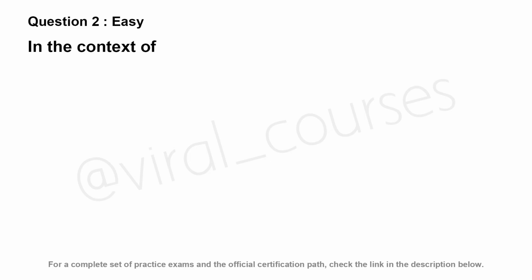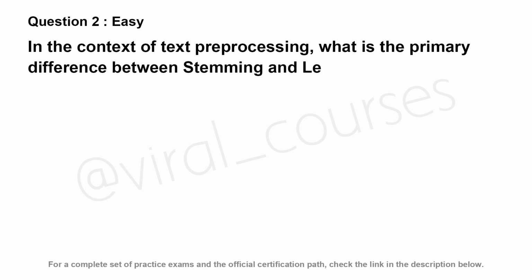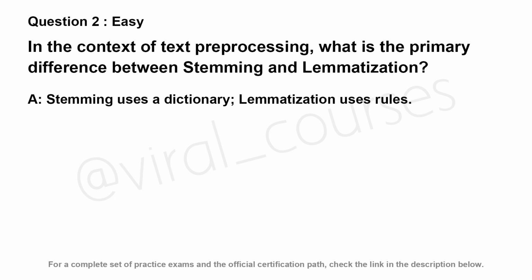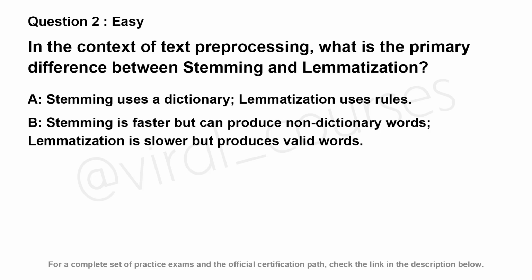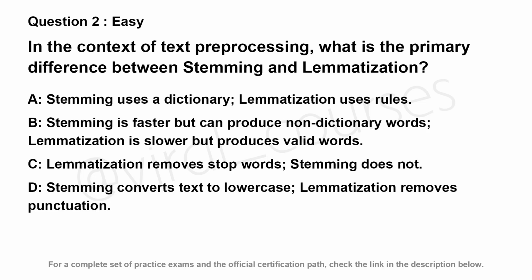In the context of text preprocessing, what is the primary difference between stemming and lemmatization? Option A, stemming uses a dictionary, lemmatization uses rules. Option B, stemming is faster but can produce non-dictionary words. Lemmatization is slower but produces valid words. Option C, lemmatization removes stop words. Stemming does not. Option D, stemming converts text to lowercase. Lemmatization removes punctuation.